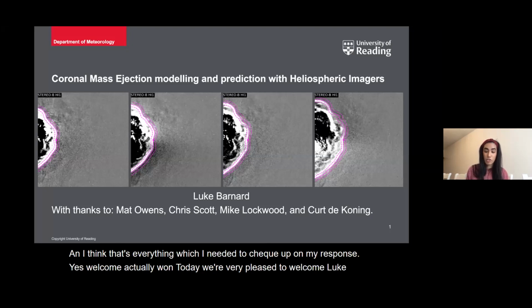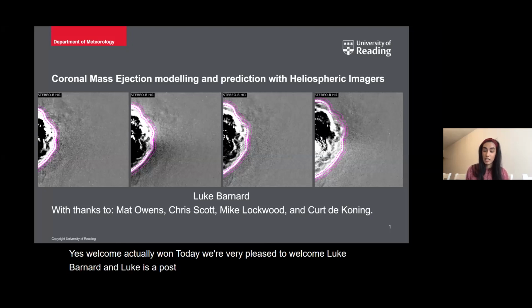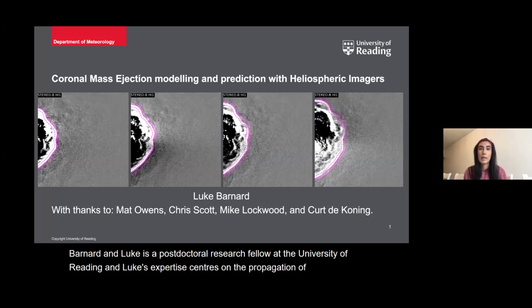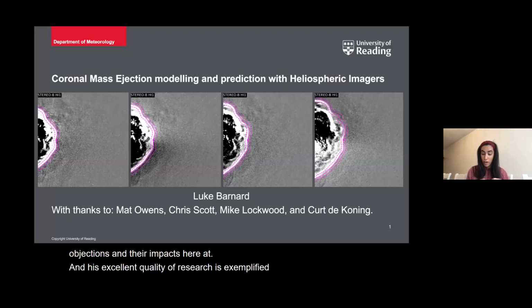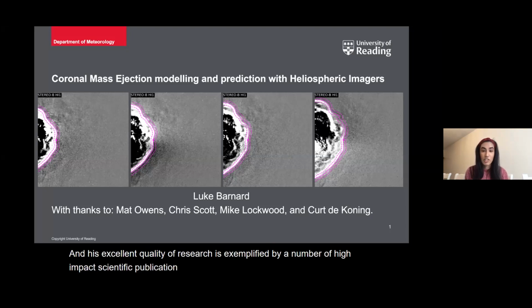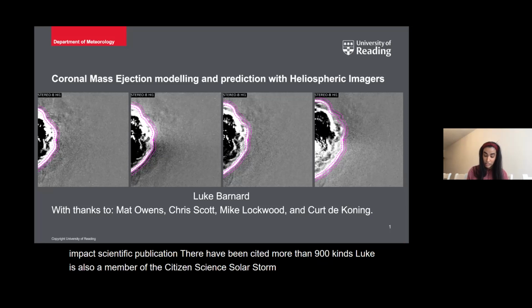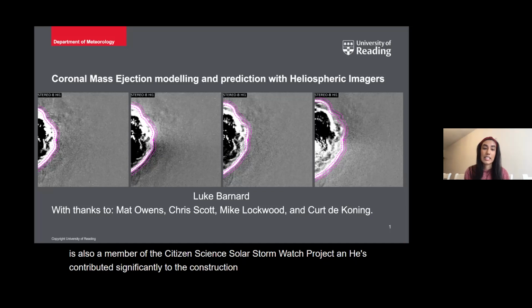Luke is a postdoctoral research fellow at the University of Reading, and Luke's expertise centers on the propagation of coronal mass ejections and their impacts here at Earth. His excellent quality of research is exemplified by a number of high-impact scientific publications that have been cited more than 900 times. Luke is also a member of the Citizen Science Solar Stormwatch project, and he's contributed significantly to the construction and exploitation of this novel dataset.